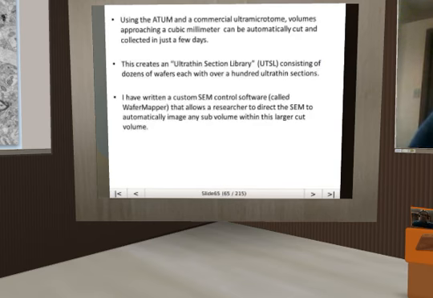So using this ATUM and a commercial ultramicrotome, volumes approaching a cubic millimeter can be automatically cut and collected in just a few days. This creates what I call an ultra-thin section library consisting of dozens of wafers, each with over 100 ultra-thin sections. I've written a custom SEM control software that allows a researcher to direct the SEM to automatically image any subvolume within this larger cut volume.